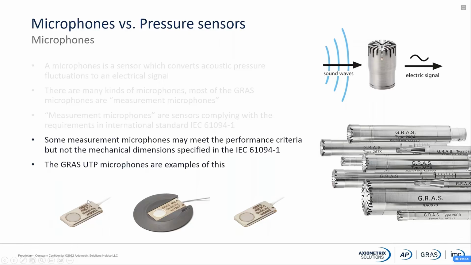This is a GRAS, what is called a UTP, ultra thin precision microphone. And this is a very, very thin microphone. But of course, the standard is dictating this pencil-like type of microphones, and therefore it is performing exactly in accordance with the standard, but the form factor is different. And therefore, it is not what we call the measurement microphone. It is called a microphone or a special microphone, which is measuring equally as a measurement microphone. They're just different in size and format, in dimensions.